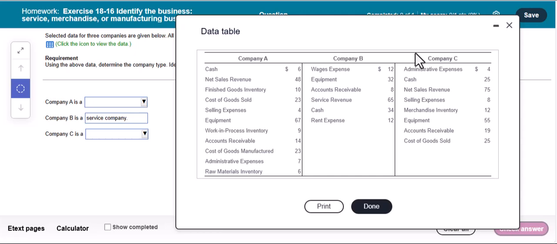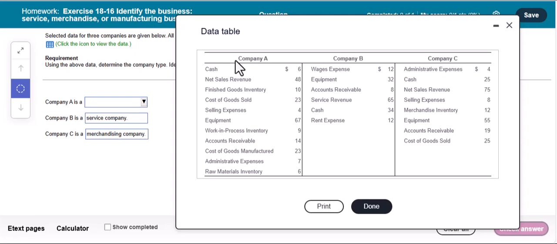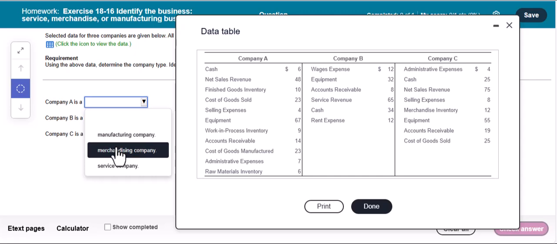For company C, notice they have a merchandising inventory account and also a cost of goods sold. Because they have that merchandising inventory, that makes them a merchandising company. Then company A has a finished goods inventory, meaning it is a manufacturing company. Because it is a manufacturing company, it must have a cost of goods sold, and it also has a cost of goods manufactured right here. So company A is a manufacturing company.